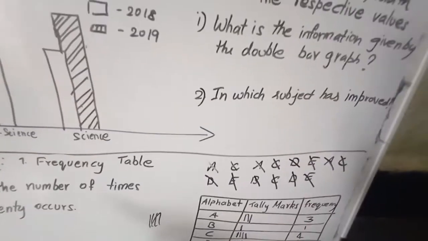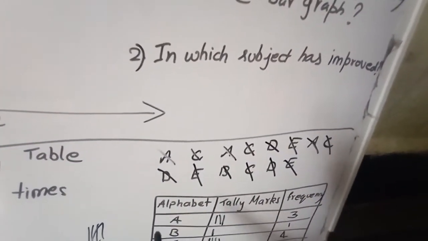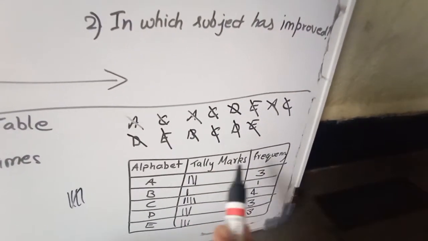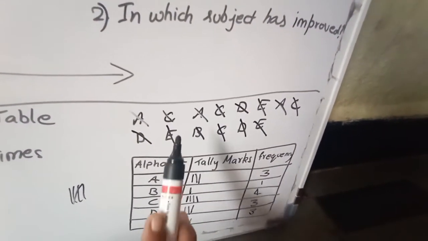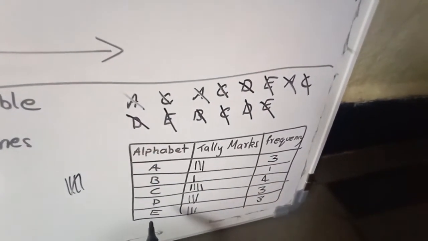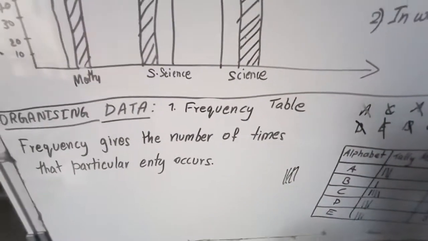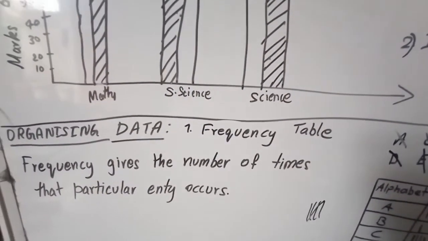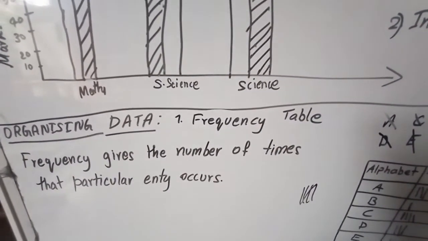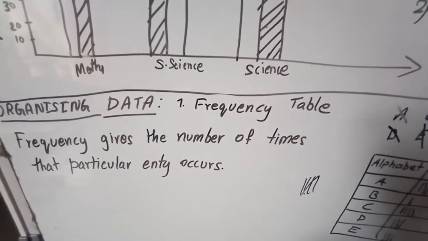See, this is called organizing data. First, the data we collected is raw data. After that, we put it in the form of a frequency table. You can arrange the columns yourself: the first one is alphabet, the second one is tally marks, and then frequency. What is frequency? As I told you, frequency gives the number of times a particular entry occurs. In common language you can call it the number of times repeated.